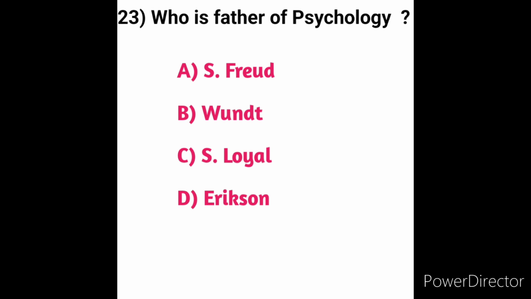Wilhelm Maximilian Wundt, 1830 to 1920, is known to posterity as the father of experimental psychology. He is the founder of the first psychological laboratory. Sigmund Freud was the founder of psychoanalysis. Don't confuse them. The father of psychology is option B, Wundt. The full name of Wundt is Wilhelm Maximilian Wundt. He is the father of psychology. The father of psychoanalysis is Sigmund Freud.